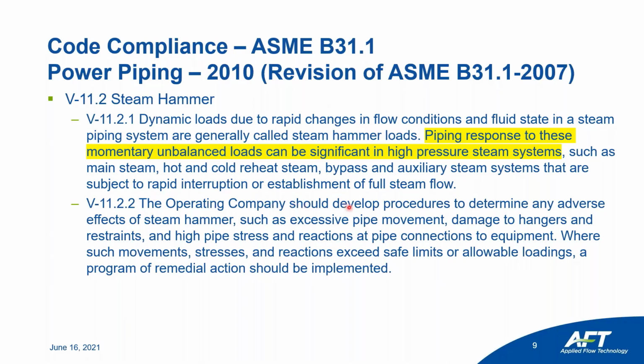The operating company should develop procedures to determine any adverse effect of steam hammers, such as excessive pipe movements, damage to hangers and restraints, and high pressure stress and reactions at pipe connections to equipment, where such movements, stresses, and reactions exceed safe limits or allowable loadings, a program of remedial actions should be implemented. So it tells you that you have to consider transient events in gases and what it calls steam hammer.